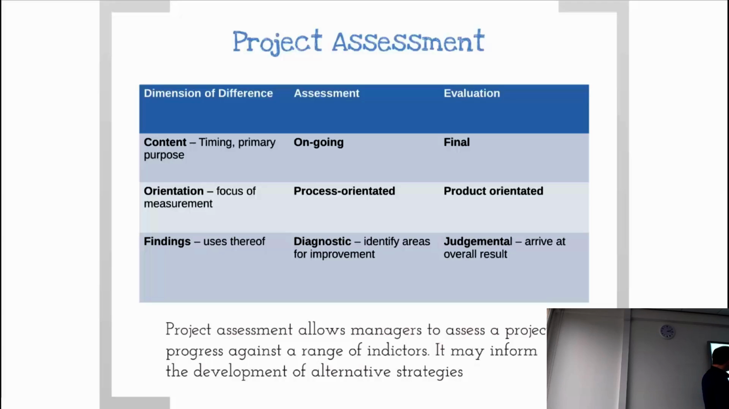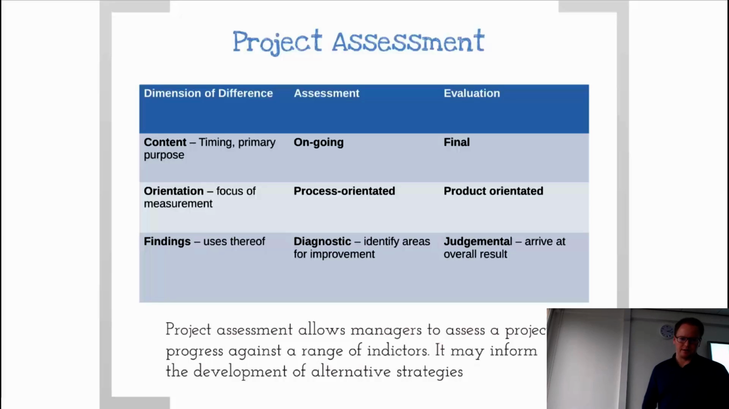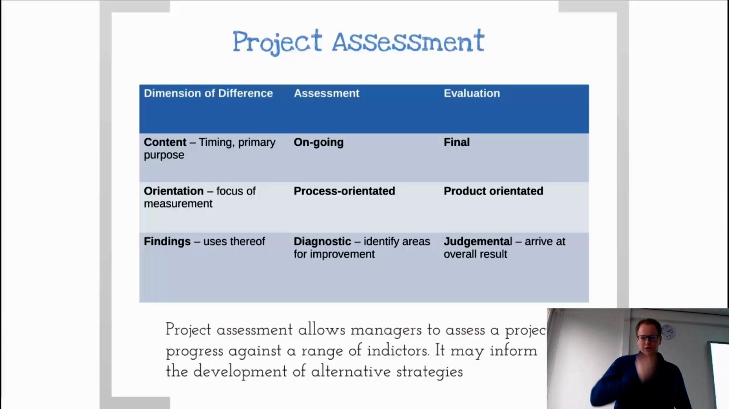Yeah? So you have your playground. Then the orientation, the focus of the measurement. Here you have the process orientation in the assessment, and evaluation on the other side is more product oriented. And when you come to the uses of the findings, assessment is about diagnostics: identify areas for improvement or see where you're doing well, and evaluation is more judgmental. So here you arrive at an overall result. And the judgments should be very clearly linked to the facts in the evaluation. But in assessment you go as well with information where you may not have facts, where concerns are, so you would follow those up in the assessment. Yeah. A project assessment allows managers to assess project progress against a range of indicators. It may inform the development of alternative strategies as well. So this is the idea behind it, right?